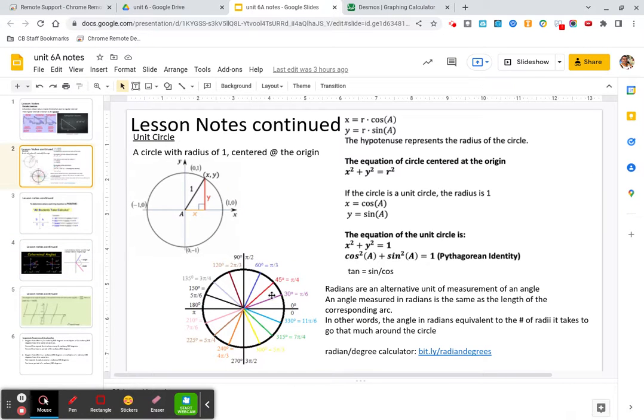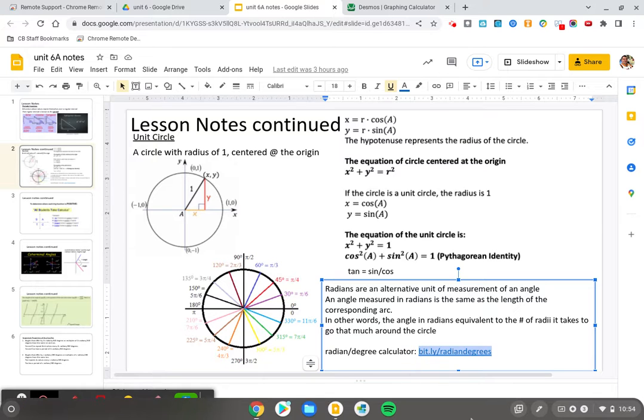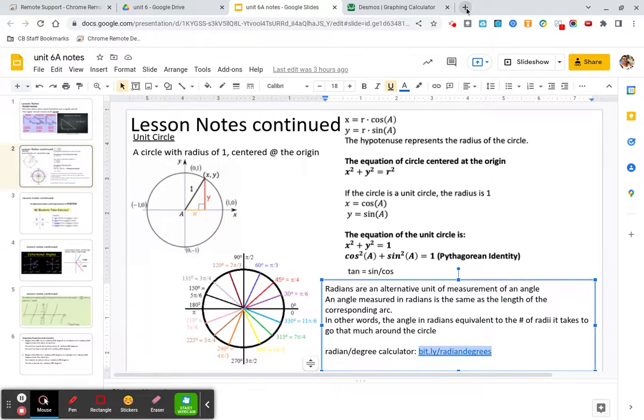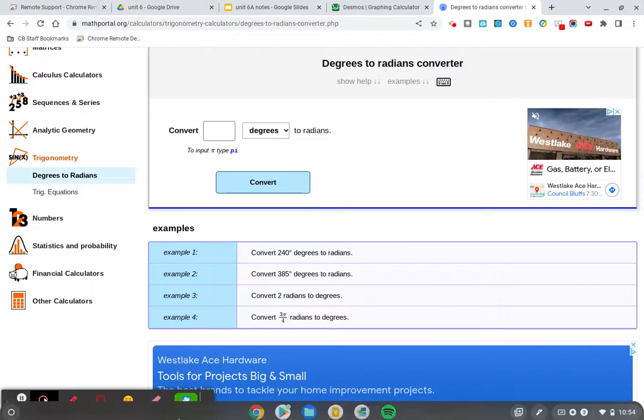So in our notes, unfortunately, 420 degrees is not in this diagram. So I did put on your packet this bit.ly URL for a radian degree converter calculator. If you copy and paste this URL into a website here, it will load this degrees to radians calculator.